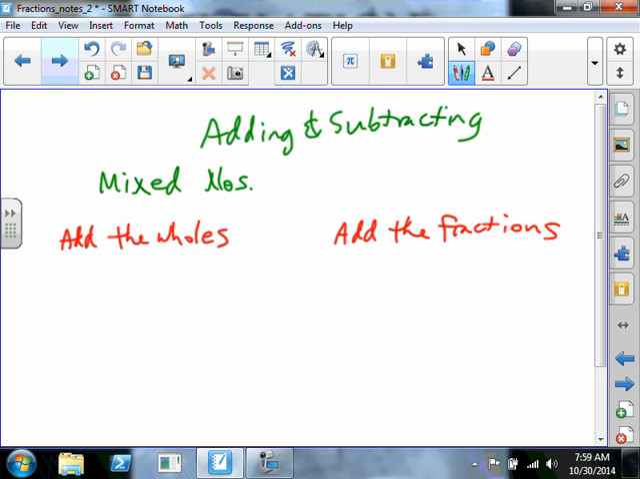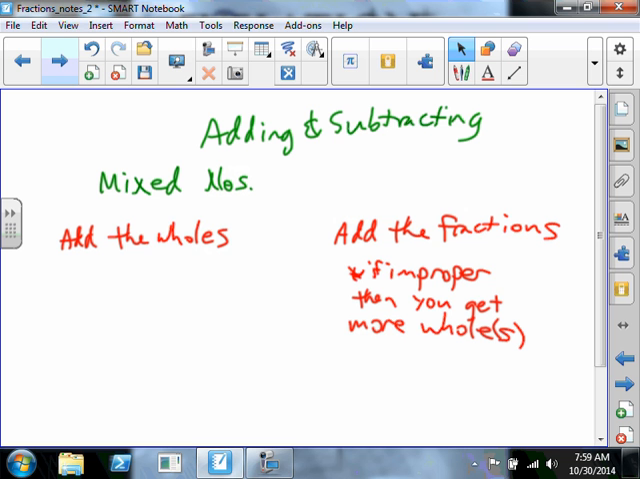You can add the wholes and add the fractions. Now, when you add the fractions, sometimes the fraction is going to be an improper. If you get an improper, then you get more wholes. And we'll see what that's all about here in a second. But if you end up with an improper, you get another whole or maybe a couple more wholes. I don't know. It depends on the nature of the fractions. Okay. So we'll look at some examples.